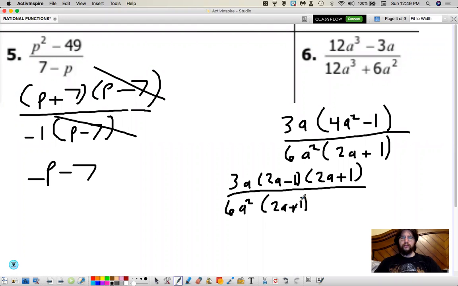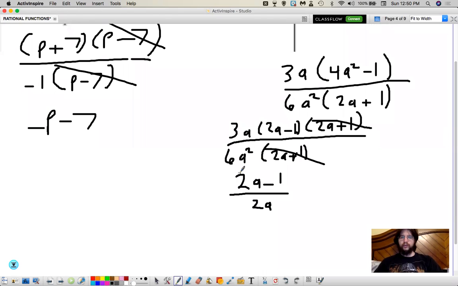So this is 2a plus 1, kind of like an I. So we got those canceling. 3 over 6, that's a half. A over a squared, that's 1a on the bottom. So let's see what we're left with. 2a minus 1 in the numerator, and 2a in the denominator.